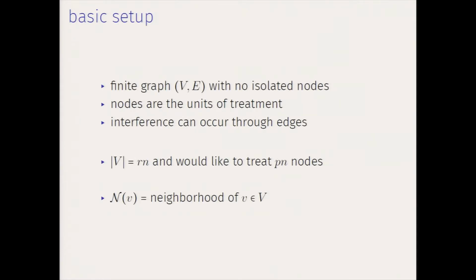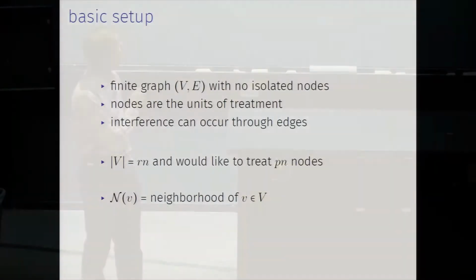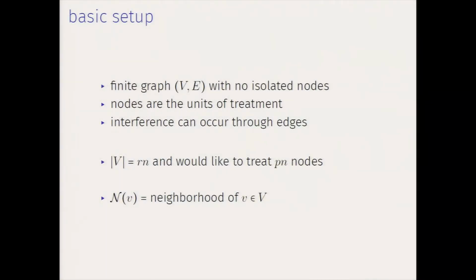So the framework is as follows. We have a finite graph, and I'll assume always that there are no isolated nodes in it. The nodes are the units of treatment. Interference occurs along edges. I'll assume that there are r times n vertices in the graph, and we'd like to treat p times n of them. So the ratio between p and r is the fraction of nodes that we want to treat. And I'll denote by N(v) the neighborhood of a vertex v.